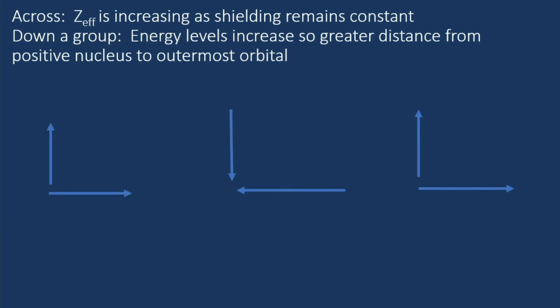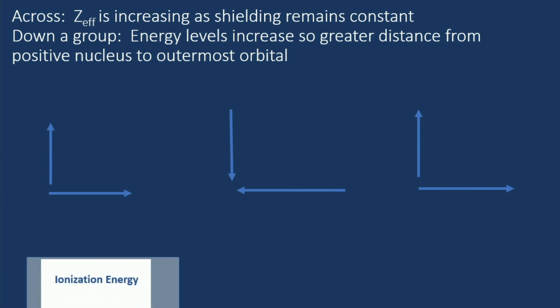So as a review, here are our reasons why these trends happen. So our ZEF is increasing across, our shielding is remaining constant. As we move down a group, the energy levels are increasing, so there's a greater distance from the positive nucleus to the outermost orbital holding our electrons.